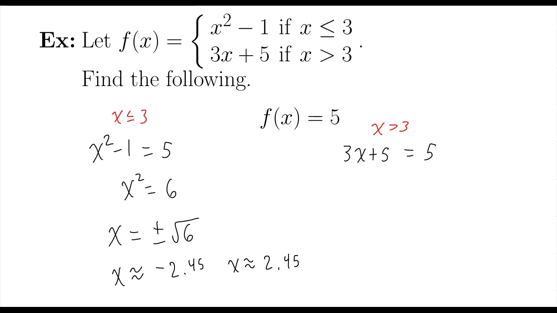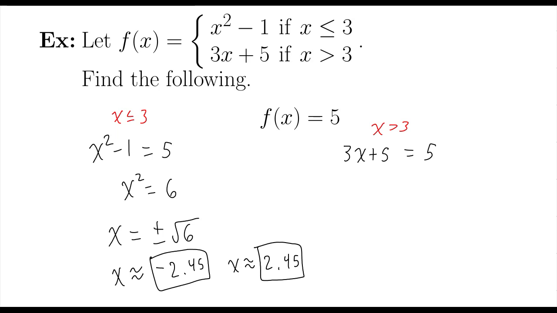Now let's check each of these. Negative 2.45, is that less than 3? Yes, it's less than 3, so that is an answer. What about 2.45? Is 2.45 less than 3? Yeah, it sure is. So 2.45 is a solution as well. So we have 2 so far.